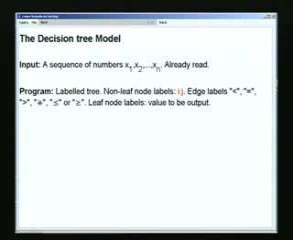A program for this model is a labeled tree. Every non-leaf node has labels of the form i:j, where i and j are integers. I'll tell you exactly what a label means in a minute, but let me just describe the model first. Each edge also has a label, and the label could be any of these relational operators. Leaf node labels are the values that are going to be printed. So that is what the structure of a program is.